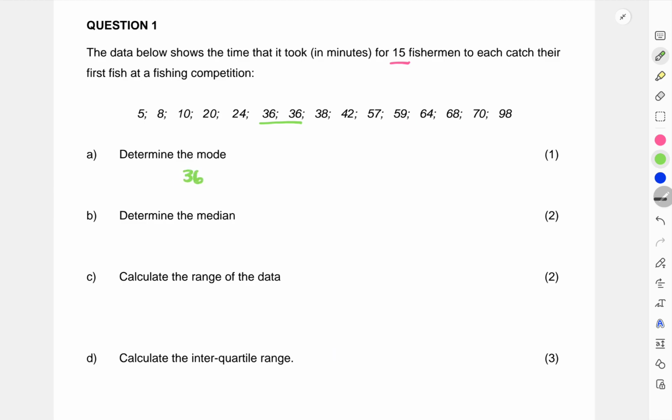The median, again, because there's 15, if you wanted to remind yourself of how to get the position, 15 plus 1 divided by 2 gives you position number 8. So it would be 1, 2, 3, 4, 5, 6, 7, 8. Just make sure, 1, 2, 3, 4, 5, 6, 7. So the median would be 38. Calculate the range, 98 minus 5, which gives you 93.